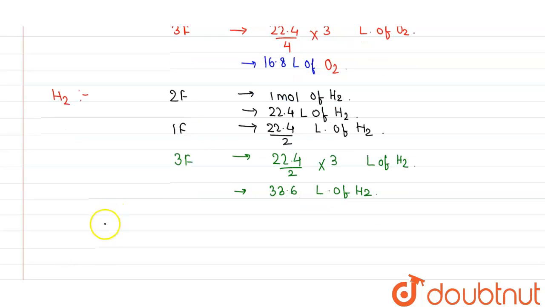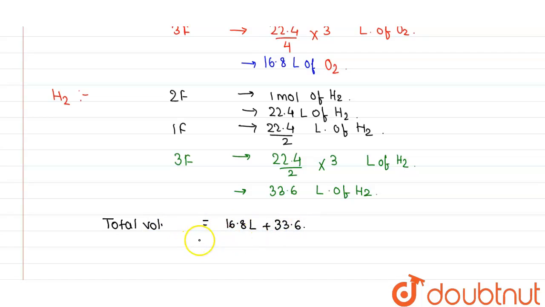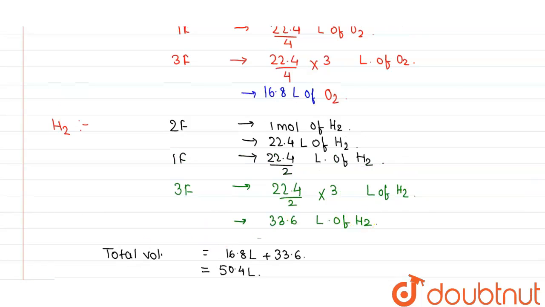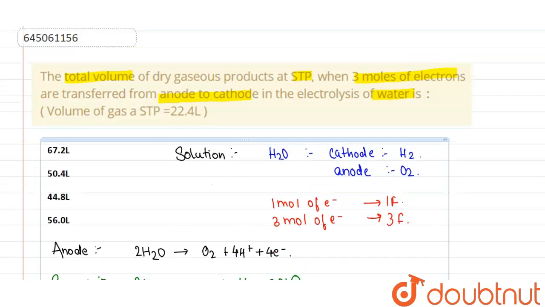In the question it was written total volume. So the total volume will be equal to the volume of oxygen produced as well as the volume of hydrogen produced. So it will be 16.8 liters plus 33.6 liters. So the total volume will be 50.4 liters. Let's check which of the options is correct here. The answer is 50.4 liters, and we have the option 50.4 liters. So this is the correct answer.